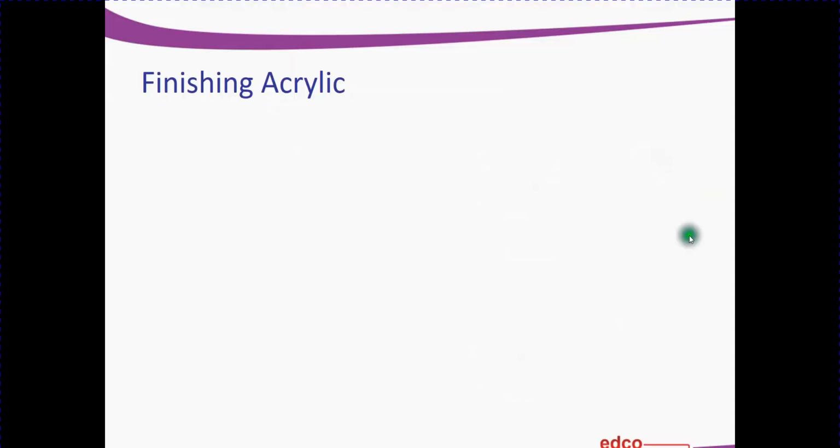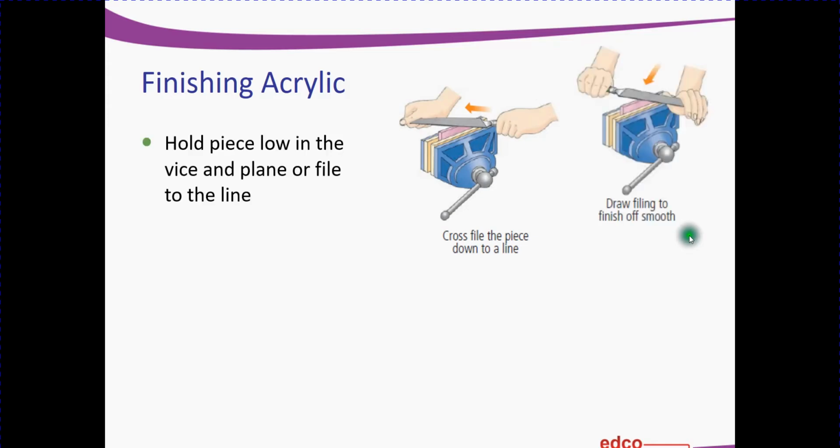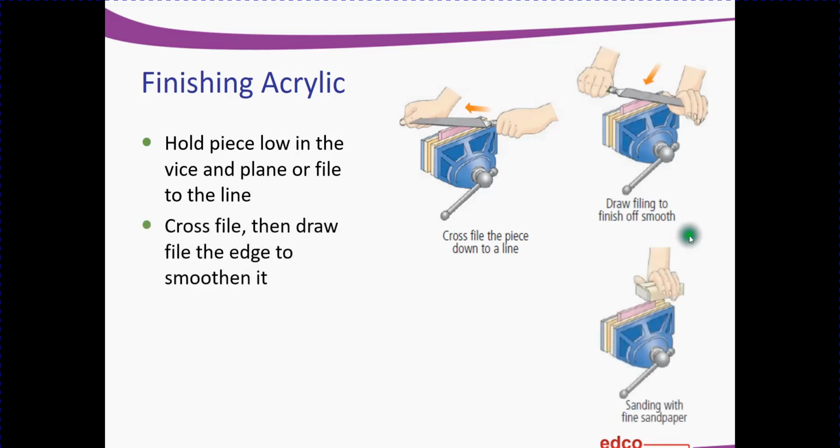Next we're going to look at how you finish acrylic. To finish acrylic, first of all you place the piece of plastic in the vise. In the diagram here, this shows how you cross-file it. So when you want to wear down a piece of Perspex onto the line, you cross-file it. To draw file it, in the second diagram, you'll see the difference where you push the file with your two hands along the edge.